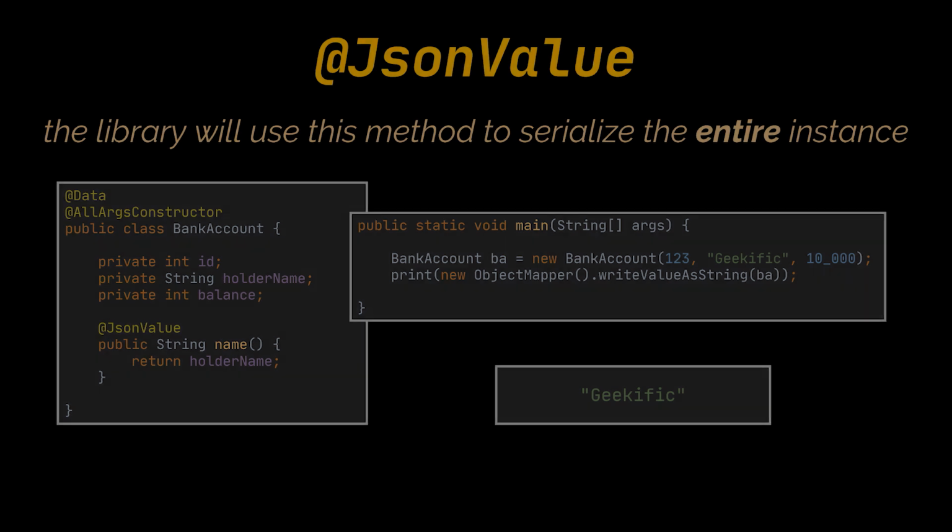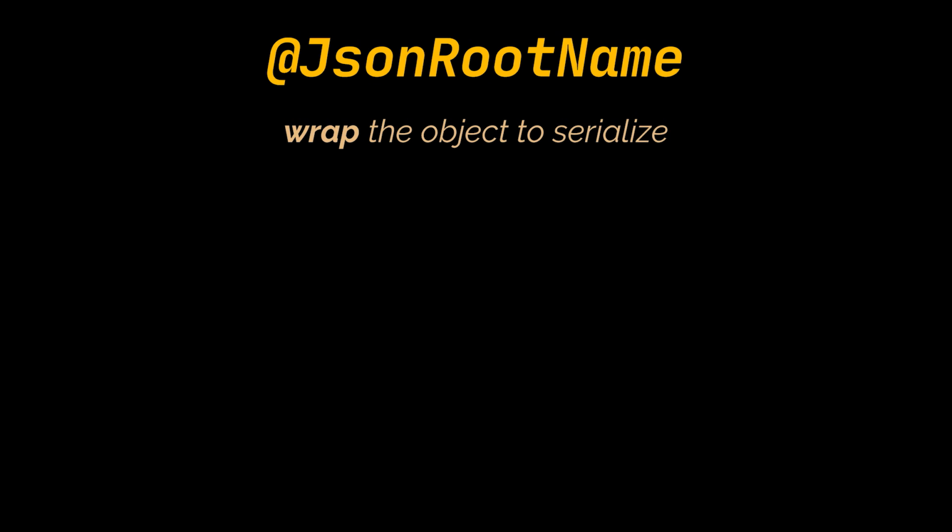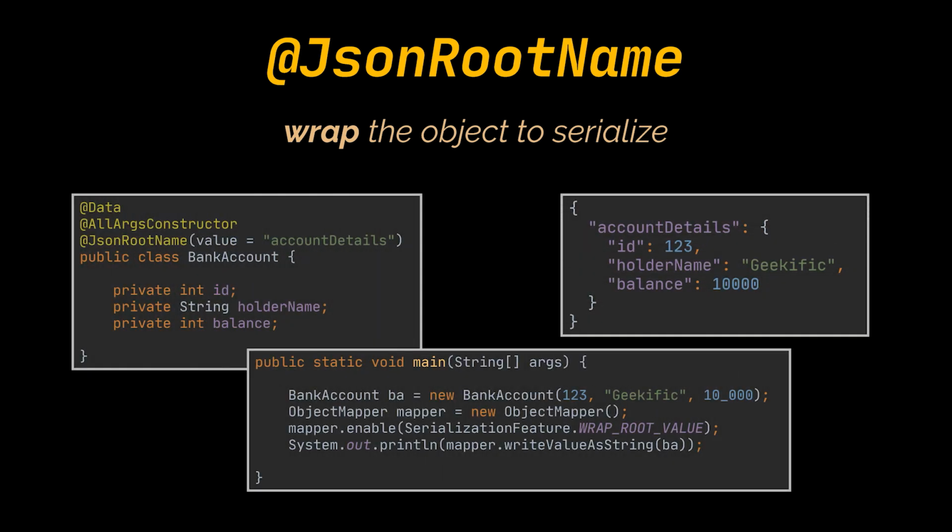Okay, now if you want to wrap the object you are serializing, you can make use of the @JsonRootName annotation to specify the name of the root wrapper to be used. To make use of this annotation, on top of specifying the name, you'll have to enable wrapping in the object mapper you are using, as you can see in this example. By default, the name of the wrapper would be the name of the class. By using the annotation, we get to pick the name we want, as you can see.